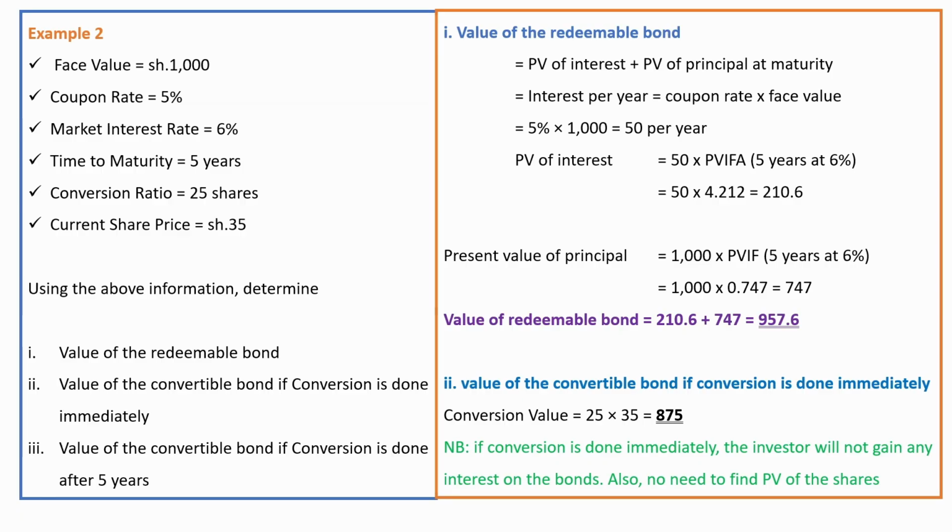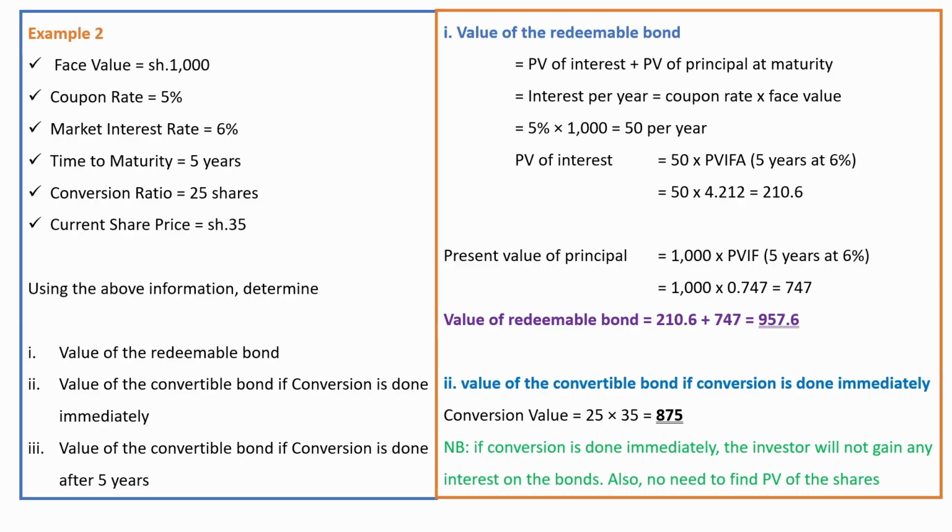Now let us go to the third one. Value of the convertible bond if conversion is done after 5 years. So after 5 years, there are two things you are going to do. One is that the investors must be given the interest up to the 5th year. And then the conversion value, this conversion value is as at the current time. But if the conversion is after 5 years, then you will have to discount it to find its present value.